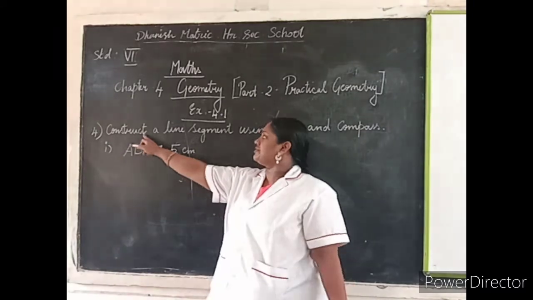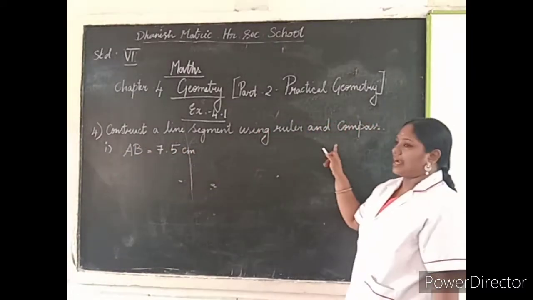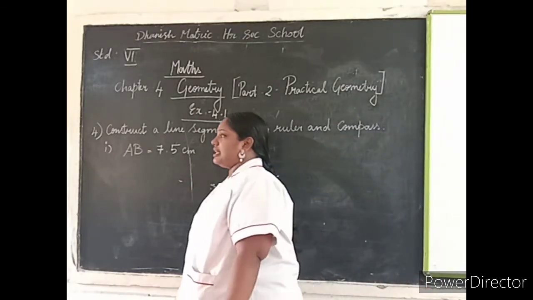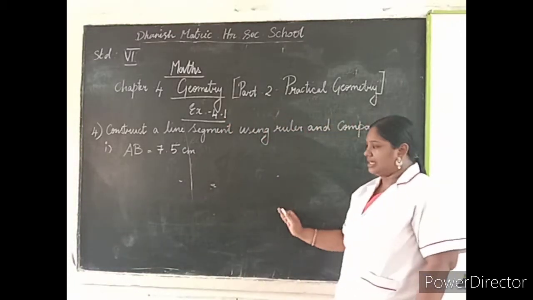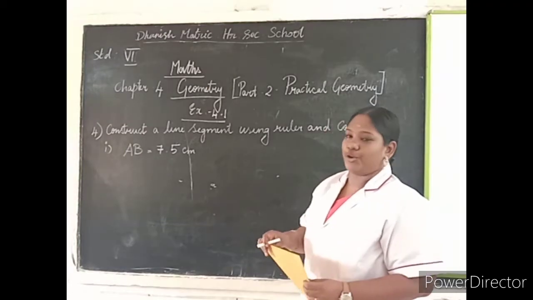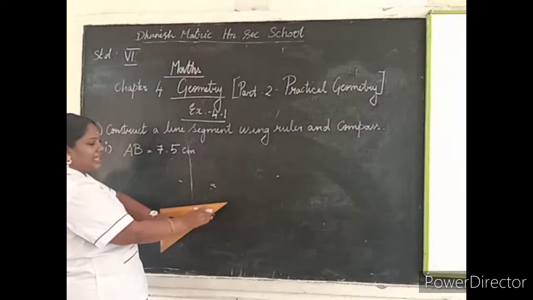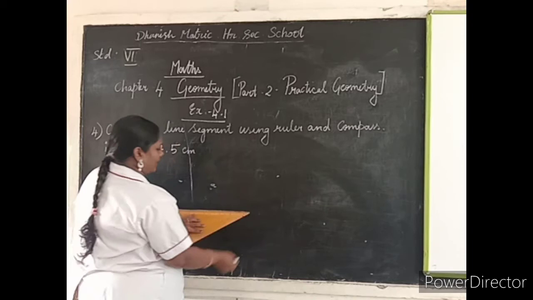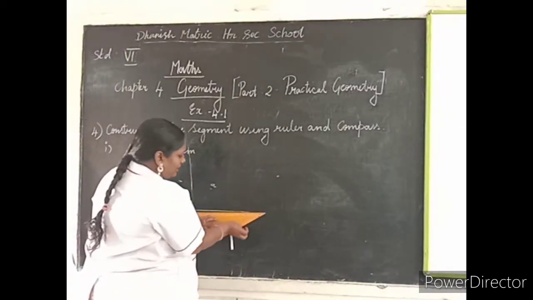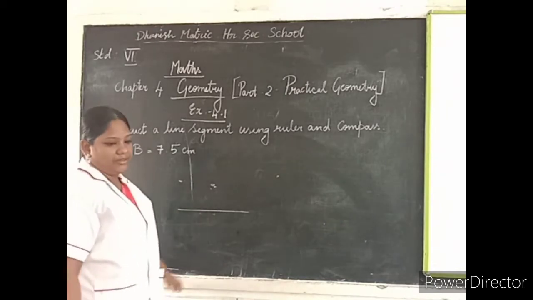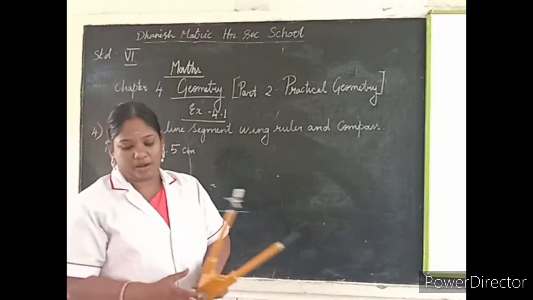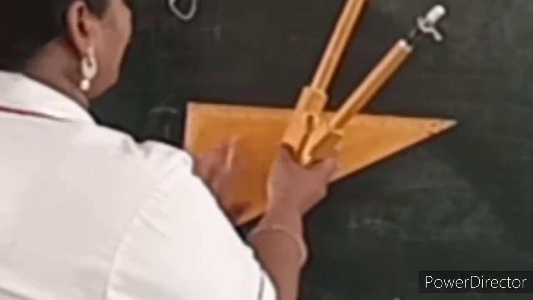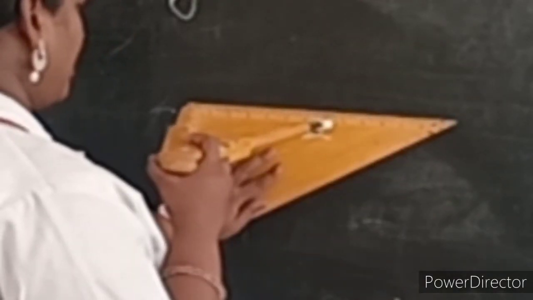First question: construct a line segment using a ruler and a compass, AB is equal to 7.5 centimeter. We are going to start with the line segment. For that, you have to take a ruler. Keeping the ruler here, you mark a straight line. You need not measure anything, you just draw a line. After drawing a line, you take a compass and, using a ruler, measure 7.5 centimeter.